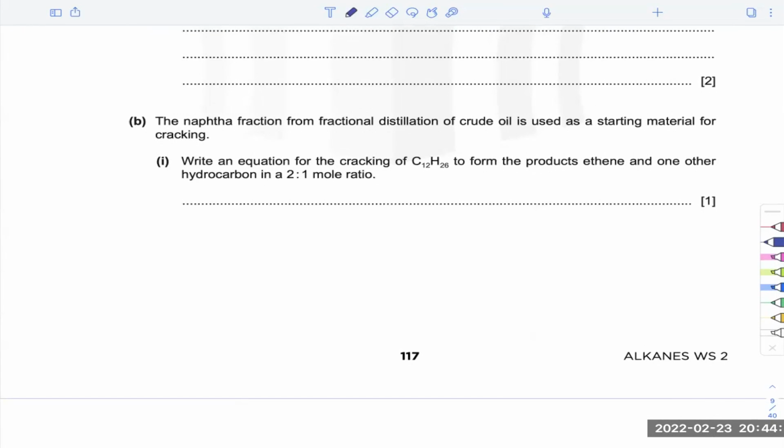The naphtha fraction from fractional distillation is used as starting material for cracking. Write an equation for the cracking of C12H26. What do I need? I need to crack it, which means no oxygen, catalyst, high temperature. 2 to 1 mole ratio में मुझे क्या चाहिए? Ethene and one other hydrocarbon. Ethene, so C2H4. I need 2 of this. 2 times 2 is 4. What am I left with? 4 ये हो गया तो पीछे 8 बचा. So C8H18.